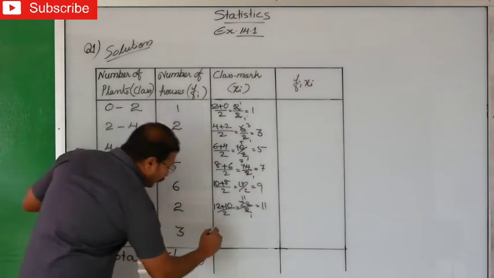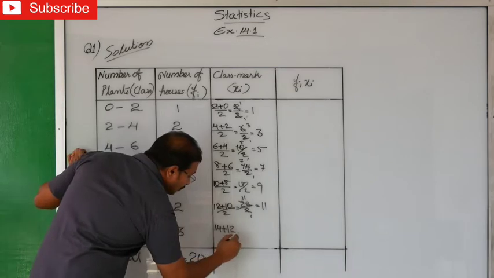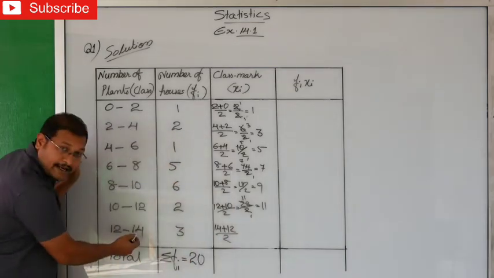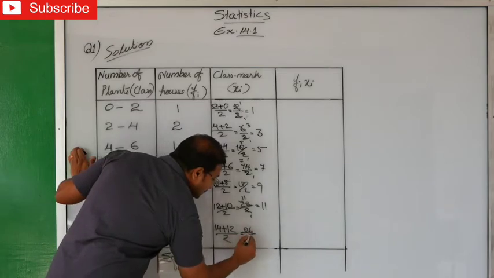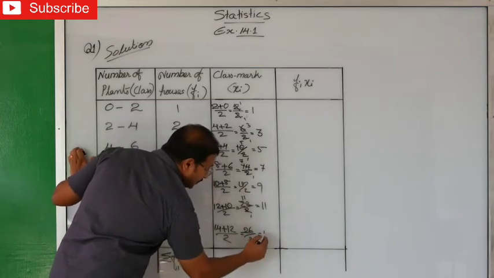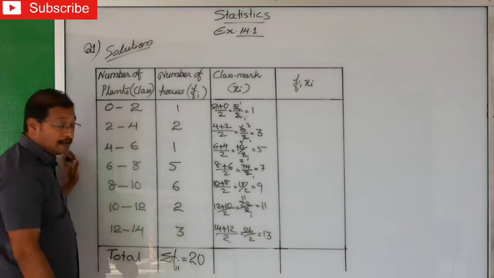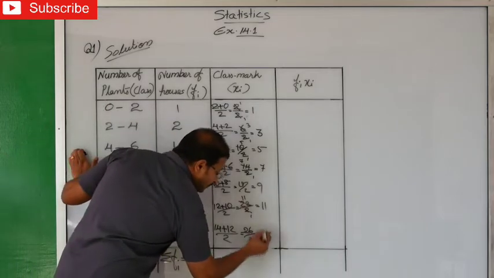Next one. 14 plus 12 by 2. These two we add, isn't it? So 14 plus 12 is 26, divided by 2 equals 13. I hope you understand. So we got it now, 13.